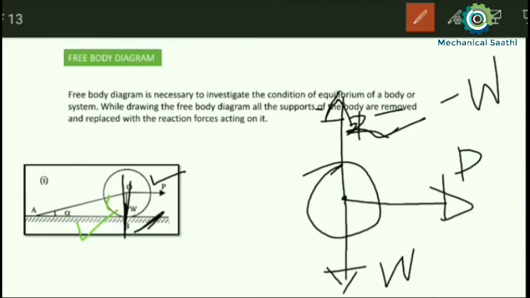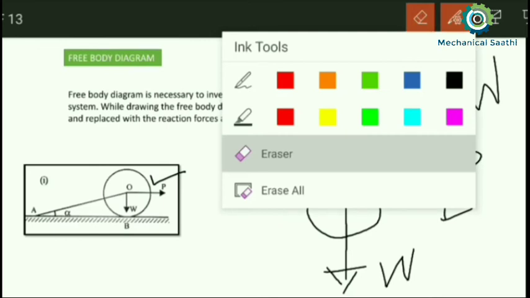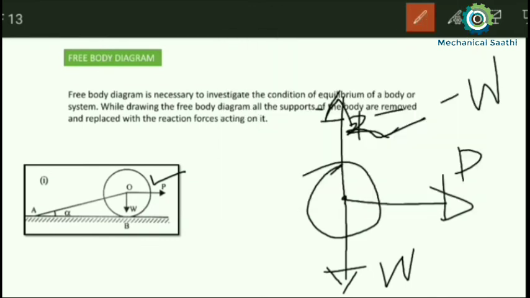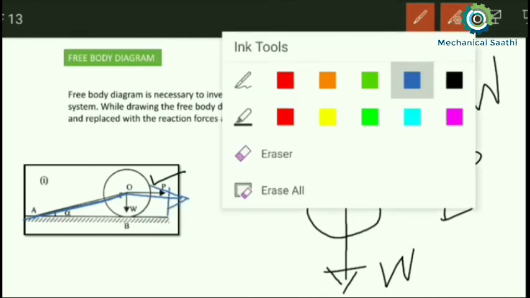Then another force will come into account over here, which we have already discussed, that is the tension force. So where does tension come from? Basically, this is the string, and it will be giving a force in this direction.